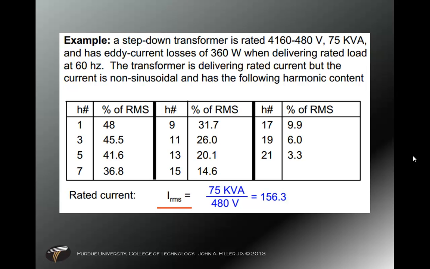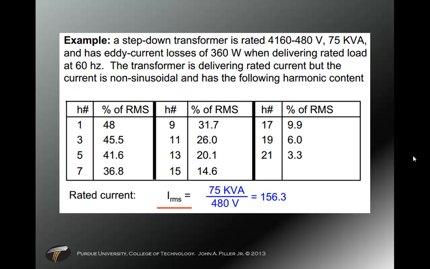So let's go through a quick example here. A step-down transformer rated 4160 to 480, 75 kVA. We have some eddy current losses of 360 watts, which means we consider things to be ideal, right? P in equals P out. Well, not entirely, because we have to pay the piper on heat and friction loss. So this transformer, the eddy current burns up 360 real watts of the in versus the out, delivering rated load at 60 hertz. The transformer is delivering rated current, but the current is non-sinusoidal, so it has harmonic content.